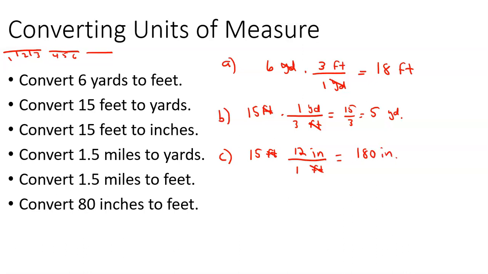Sometimes, by the way, we have shortened versions of this. In other words, if you want to write inches, you can write it with 2 tick marks like this. If you want to write feet, you can write it with 1 tick mark like that.